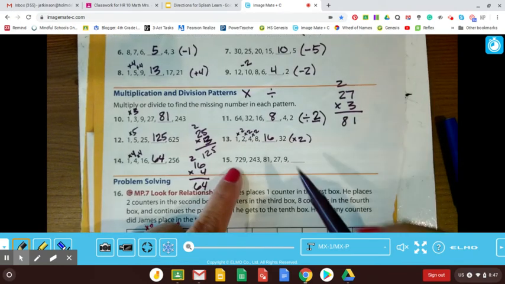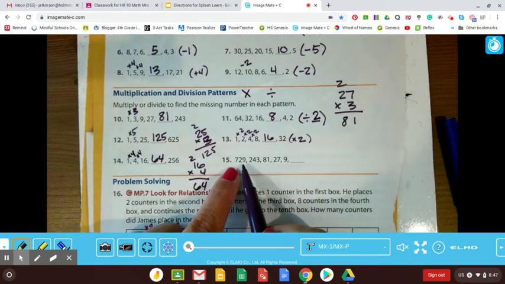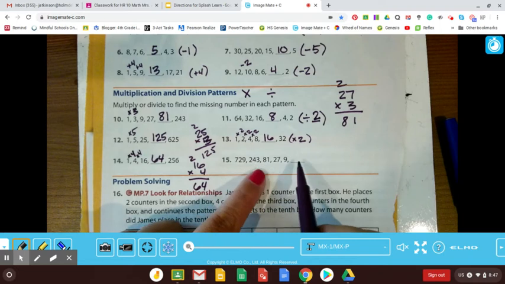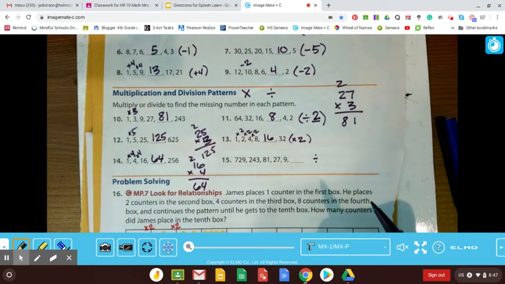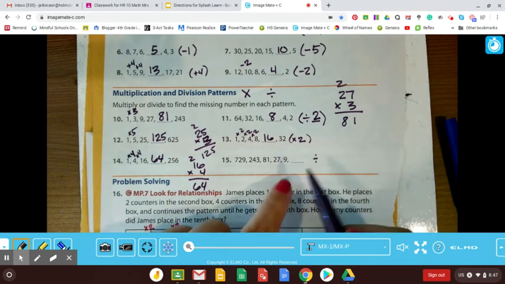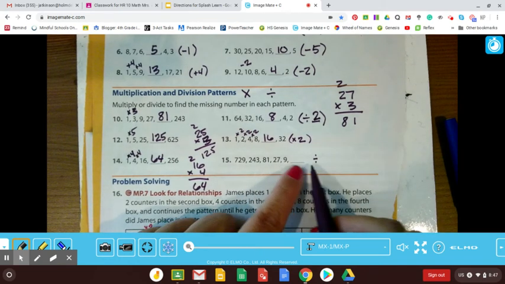And finally, these are big numbers again. I don't like big numbers. It looks like they're going down, so we know this is going to be a division. But what are we dividing by? Right? What are we dividing by? Well, let's see. Let's take two numbers low in our pattern. We're going to work backwards.